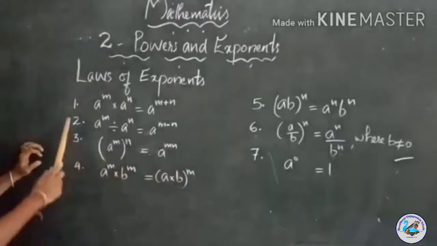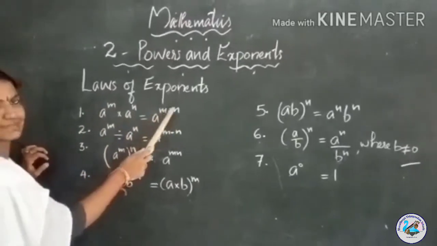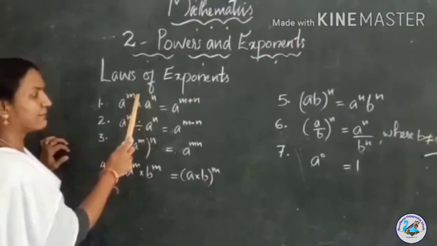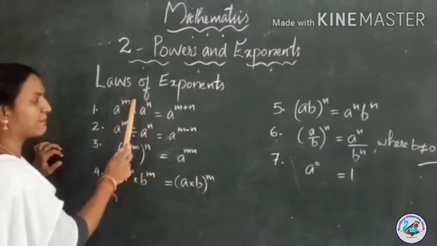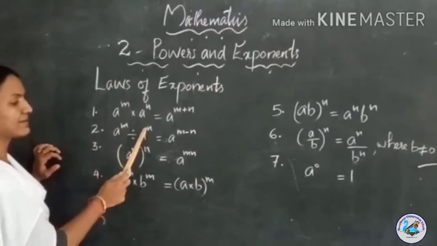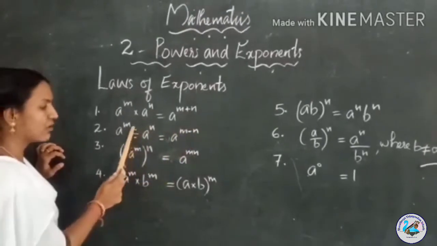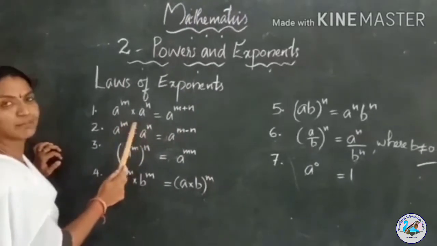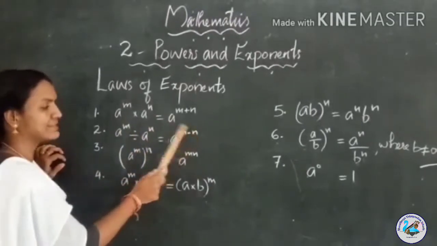The first law: a power m into a power n is equal to a power m plus n. Here the bases are the same, so we add the powers m and n. The second law: a power m divided by a power n is equal to a power m minus n. Here the operation is division and the bases are the same, so we subtract the powers.